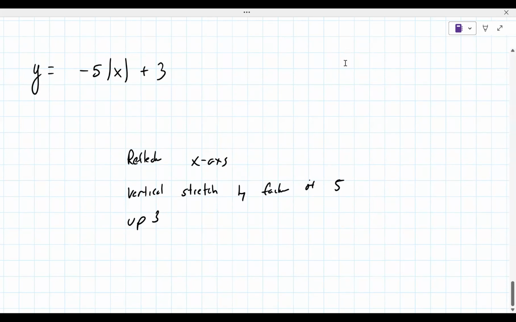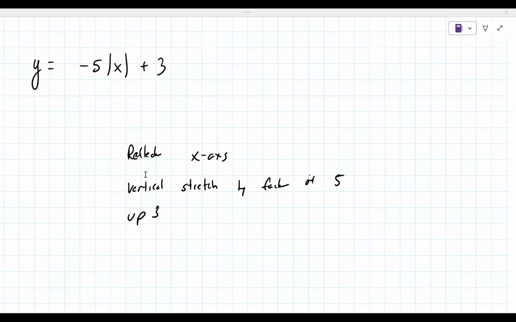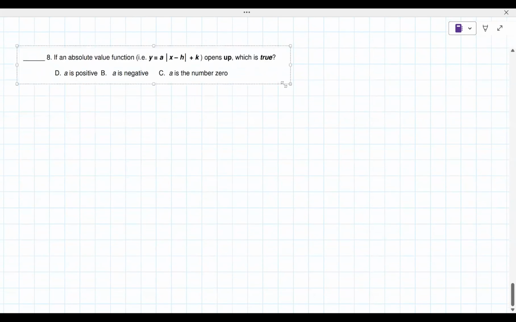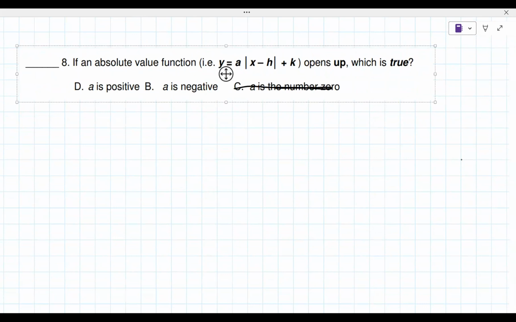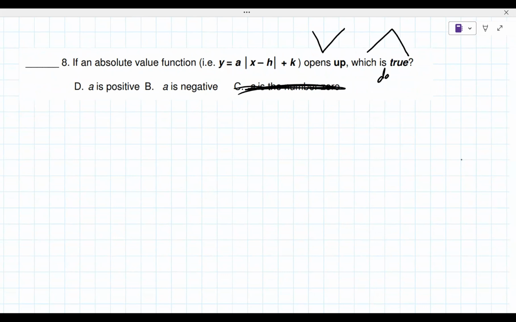Okay, we're going to switch to some multiple choice questions here. So this looks more difficult than it actually is. I'm going to get rid of option C. That's actually not useful. So opens up looks like this, opens down looks like this. Those are positives. Yes, A is positive. All right. So keep that in mind as you answer this question.